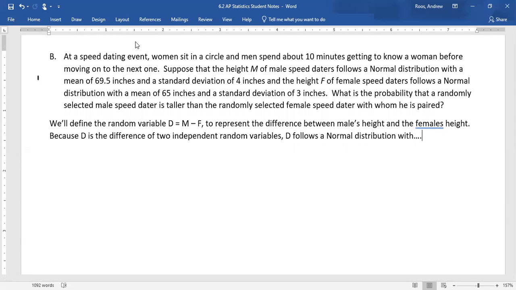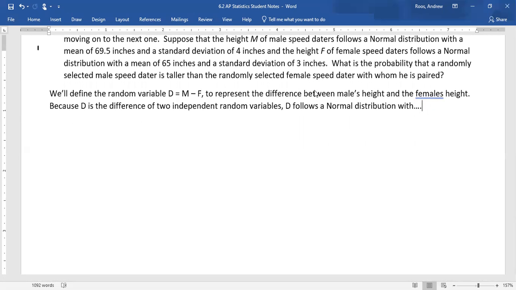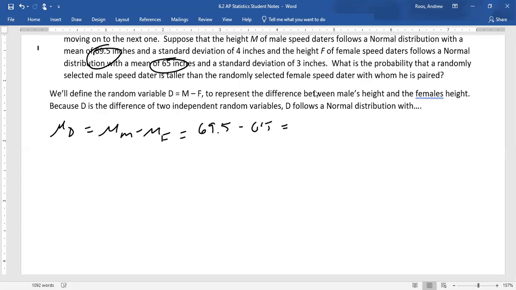Okay, so the mean difference, so μ of D, would equal the μ of M minus the mean of F. So mean of male was 69.5. Mean of female was 65. So subtract those, and then the mean of the differences would be 4.5.